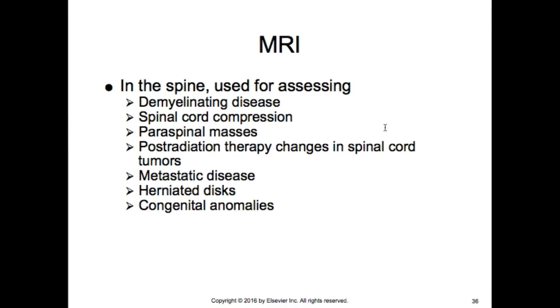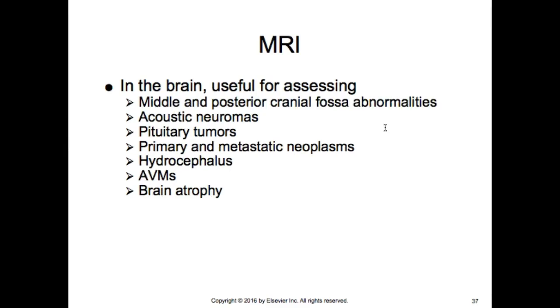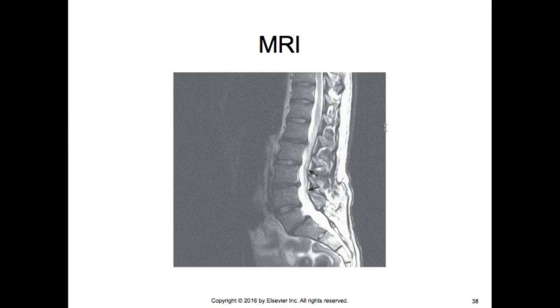All right. In the spine, MRI is used for assessing demyelinating disease, a lot more sensitive than CT. Spinal cord compressions, paraspinal masses, radiation therapy changes, metastatic disease, herniated discs, congenital abnormalities. We look at the middle and posterior cranial fossa abnormalities, acoustic neuromas, pituitary tumors, primary metastatic neoplasms, hydrocephalus, AVMs, brain atrophy. Anything with the CNS, MRI is really, really good at. It's very sensitive, so really good at looking at abnormalities.